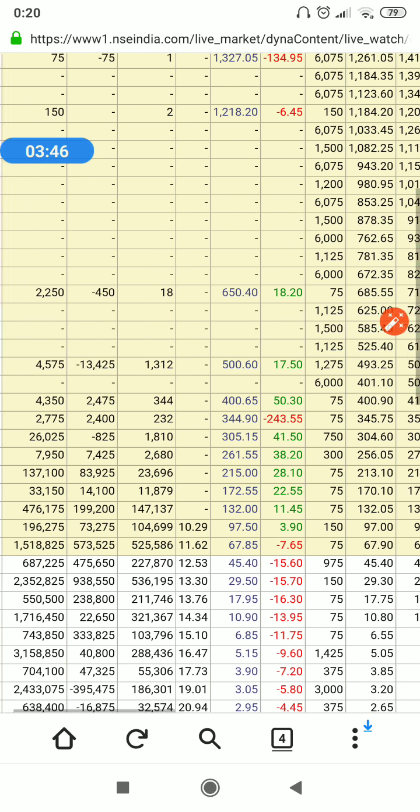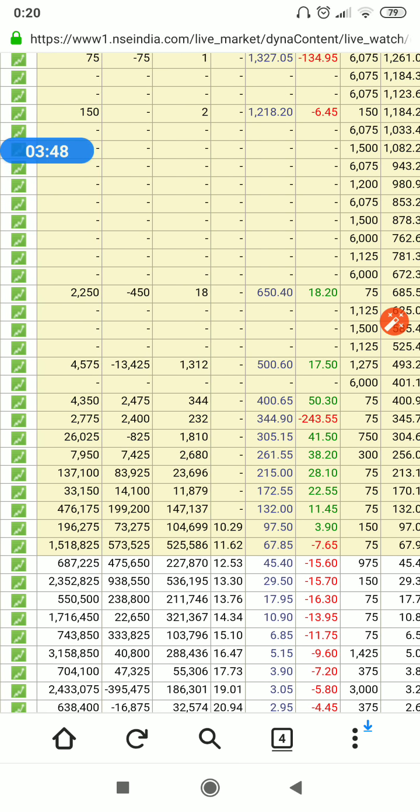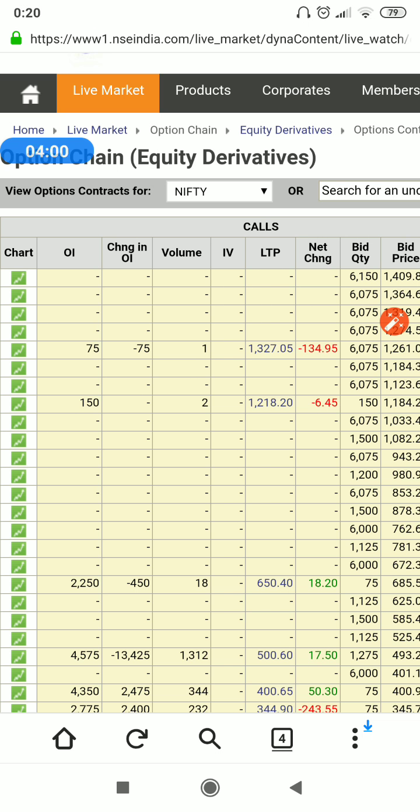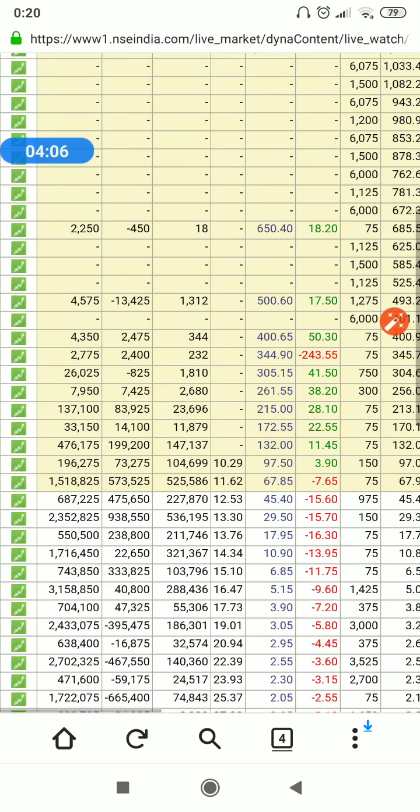Now we'll look at the build up. So the leftmost column is the cumulative. That means from the starting of this contract, whatever is the position in total, that is this OI. But this second leftmost column, this is change in OI. This is what change has happened today. So this is the open interest that has built up today only.